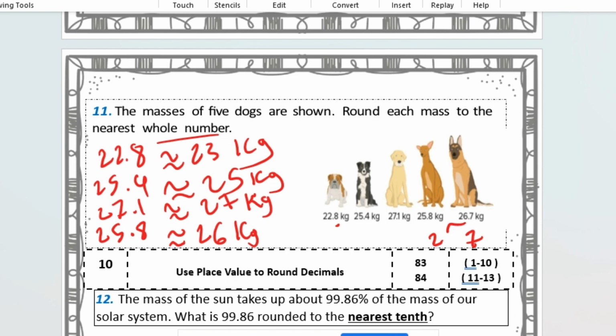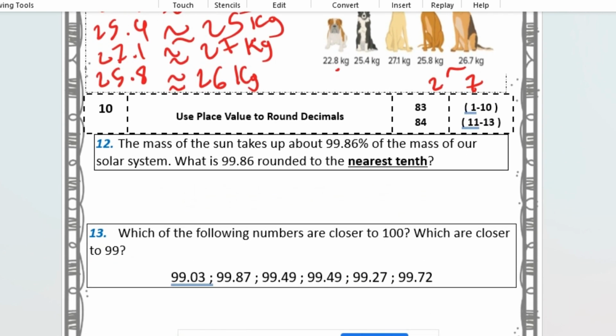Okay, now the mass of the sun takes up about 99.86% of the mass of our solar system. Now we want to round it to the nearest tenth. When we round to the nearest tenth, we look at the second digit after the decimal point. So 6 here is bigger than 5, so the answer should be 99.9%.